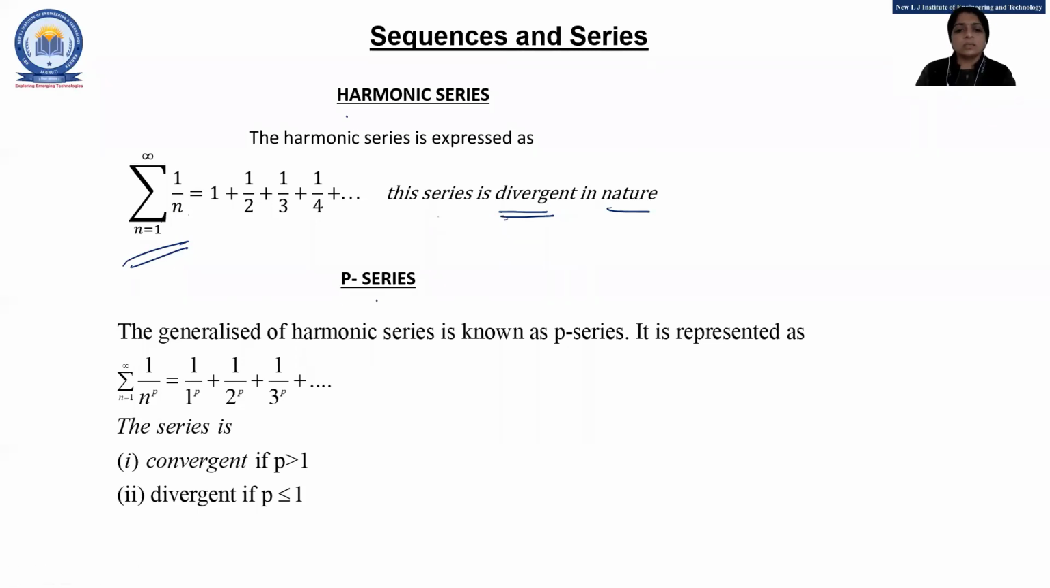The next one is the P series, the generalized form of the harmonic series. It is represented by summation n equals 1 to infinity 1 upon n raised to p. See, this is just 1 by n, and this is 1 upon n raised to p. So 1 upon 1 raised to p plus 1 upon 2 raised to p and so on.